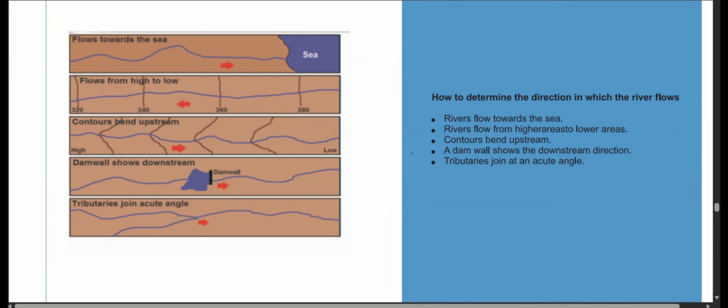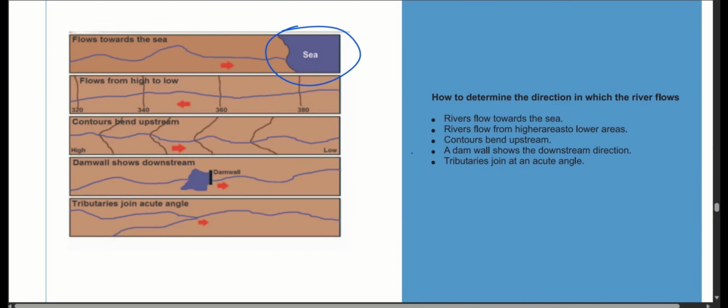As you can see, the first factor there is you have a sea. So each time your river is flowing closer to a sea, we know that it is flowing towards the mouth, which is the direction of flow. So in this case, your river is going towards the east.